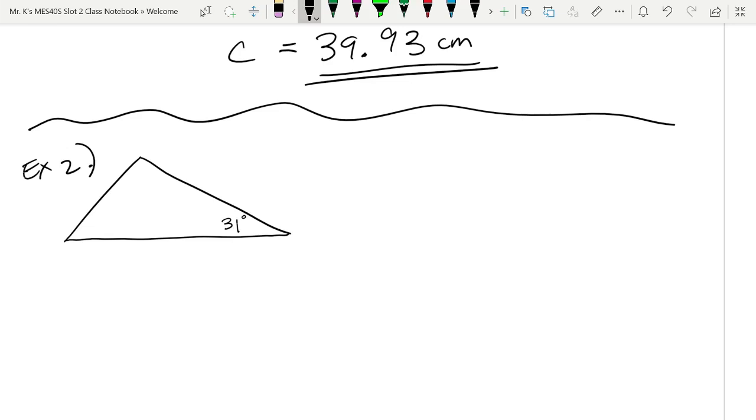And this longer line will be 15 centimeters long. And this shorter line will be, oh, I don't know, 9 centimeters long. And I'm going to call this angle X, and this angle Y, and this angle Z. And I would like to find the length of YZ.